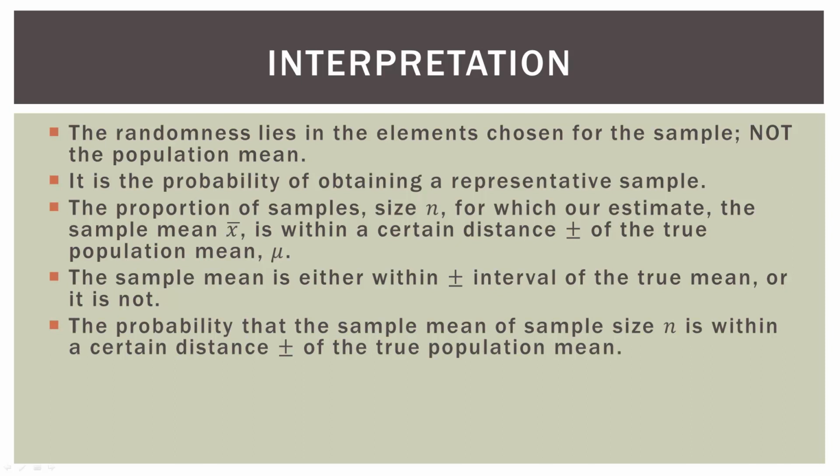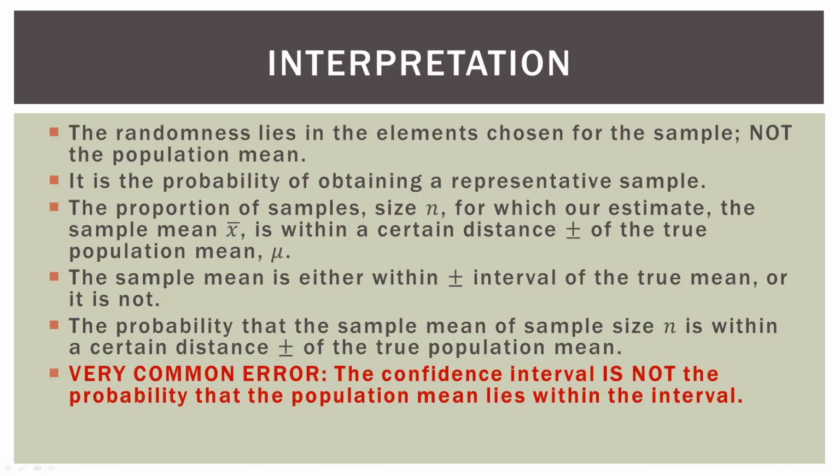You can also think of it as the probability that the sample mean of size n is within a certain distance of the true population mean. So, proportion, probability of that mean being within that distance. Now here's the common error that many students make. The confidence interval is not the probability that the population mean lies within the interval. Let me say that again. The confidence interval is not the probability that the population mean lies within the interval. It's actually the opposite. It's the probability that the sample mean lies within that interval. And that's the difference.